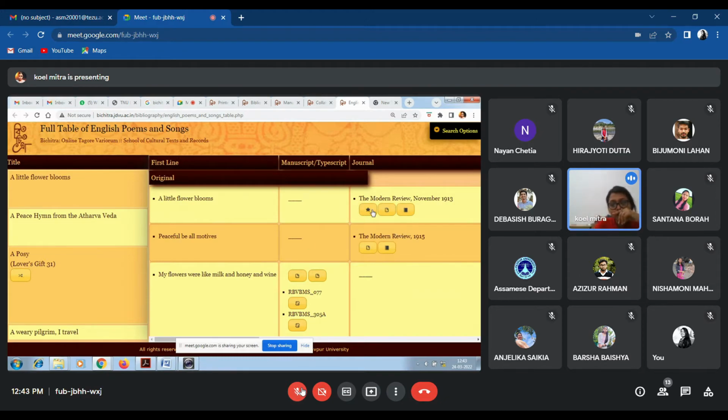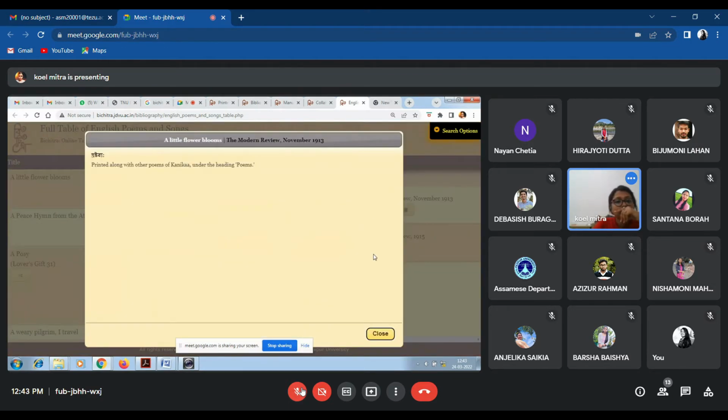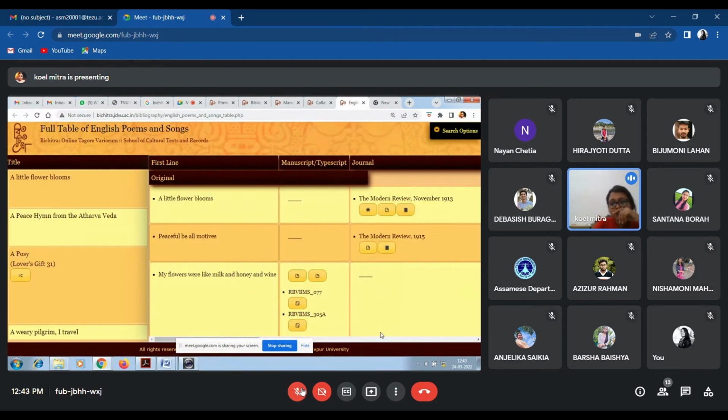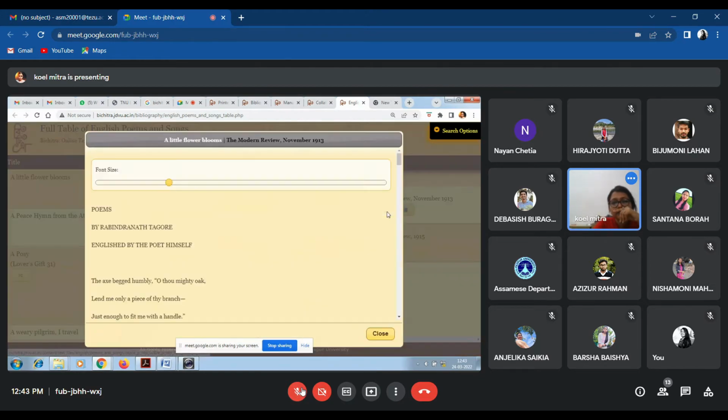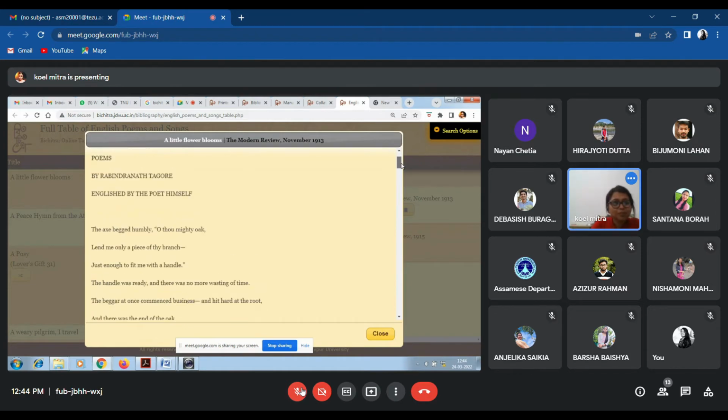We'll see first one example of a text level collation printed along with other poems of Konica. So that's a comment. This is the text. You can of course increase the font size and decrease the font size. These are additional features which you can use. At your initial level, if you want, you can skip this. How does it matter if the font size can be increased or decreased?